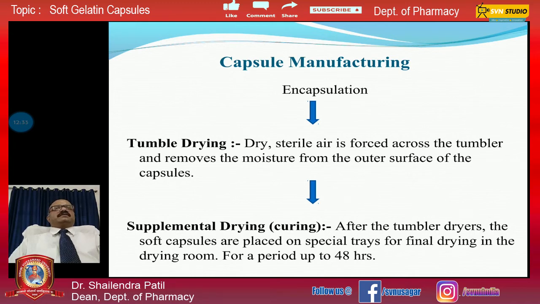For the encapsulation, you can use tumble drying. That is, the dry straw layer is forced across the tumbler and removes the moisture from the outer surface of the capsule. Another is supplemental drying, curing, which is required, meaning the hardening of the soft gelatin capsules to give them strength. After the tumbler dries, the soft gelatin capsules are placed on special trays for final drying in the drying room for a period of up to 48 hours.